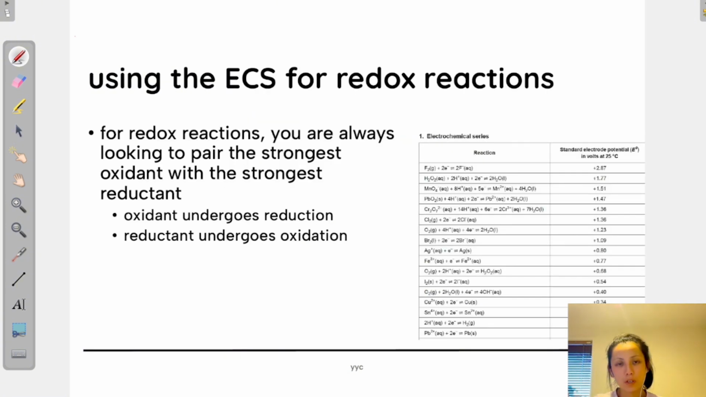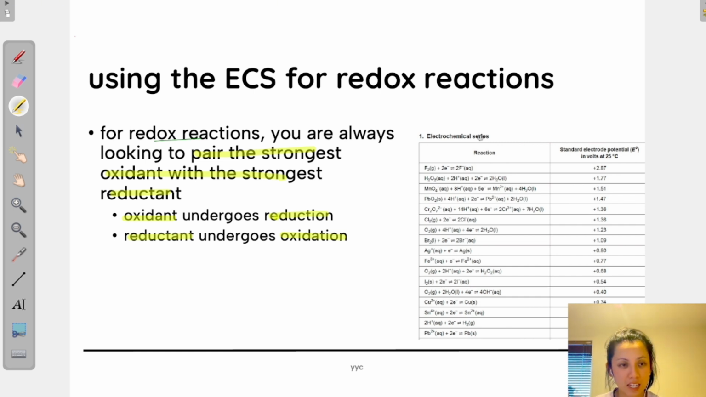How do we use the electrochemical series for redox reactions? For redox reactions, regardless of what type of redox reaction you're looking at, you're always looking to pair the strongest oxidant with the strongest reductant. I don't care what type of redox reaction we're talking about. As we know, the oxidant or the oxidizing agent undergoes reduction. The reducing agent undergoes oxidation. That's how we use it. We're always looking for the strongest pairs.